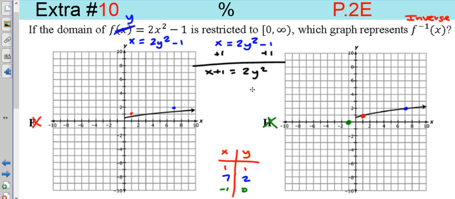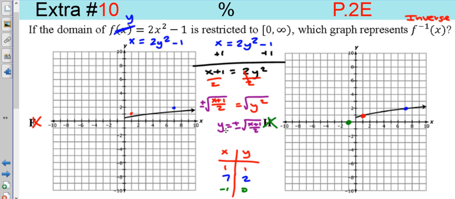I then would divide by 2, which gets rid of that. And now I'm left with x plus 1 over 2 equals y squared. Finally, the way to get rid of a square is you take a square root. But anytime you add a root that's not originally there, an even root, you have to do a plus or minus. So we would have y equals plus or minus square root of x plus 1 over 2.